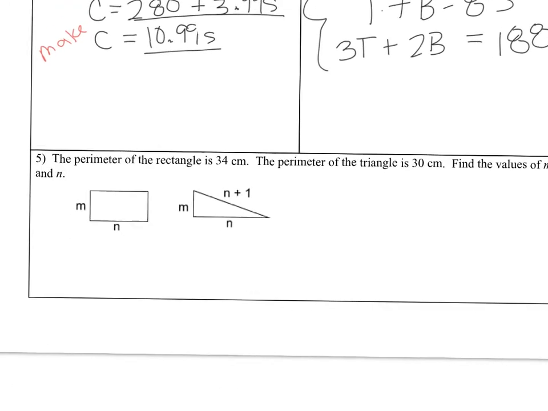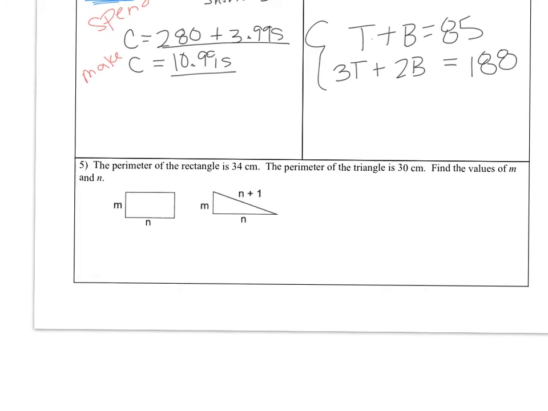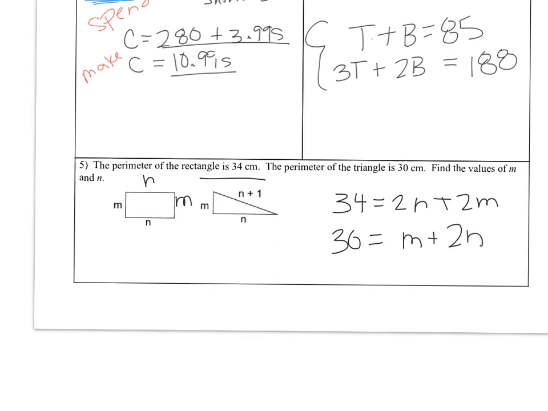Number 5, the perimeter of a rectangle is 34 centimeters. The perimeter of a triangle is 30 centimeters. So this rectangle has a perimeter of 34. So 34 equals n plus n plus m plus m. So that's 2n plus 2m. The perimeter of the triangle is 30. So 30 equals m plus n plus n plus 1. So that's m plus 2n plus 1.